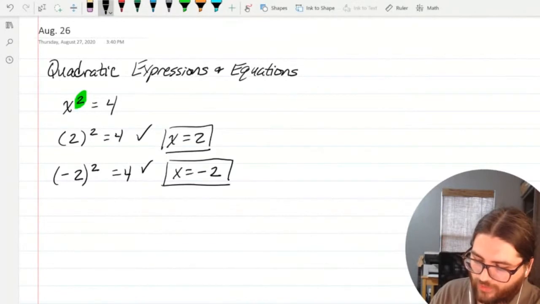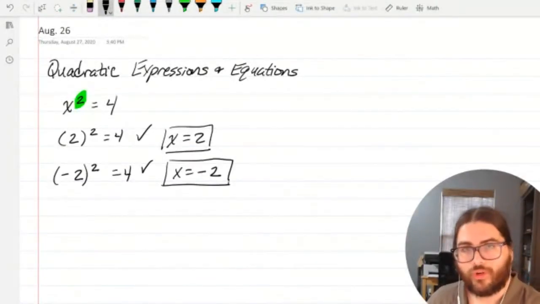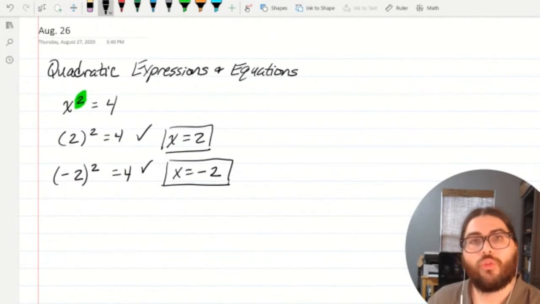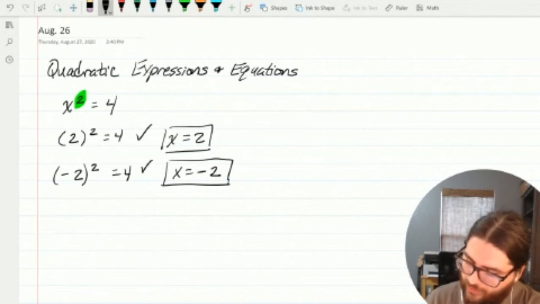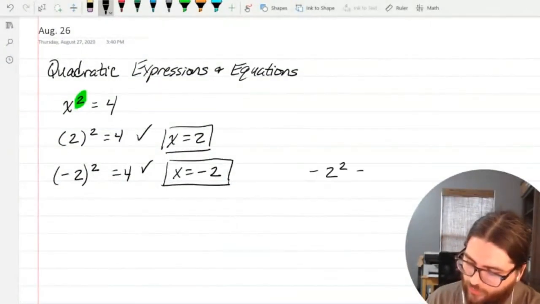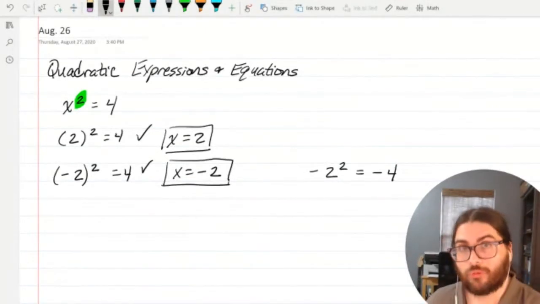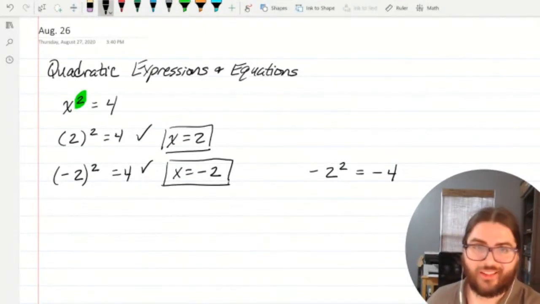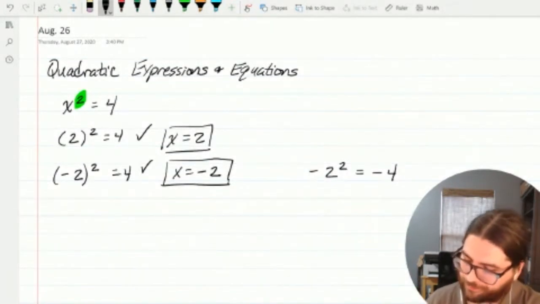Don't forget that when we have parentheses and exponents, negative 2 with the parentheses squared is not the same as negative 2 without the parentheses squared. Negative 2 squared is equal to 4, but without the parentheses, negative 2 squared like so, that would be equal to negative 4. That's because we do the exponents first and then the negative sign afterward. So in this case, you have to be a little bit careful.